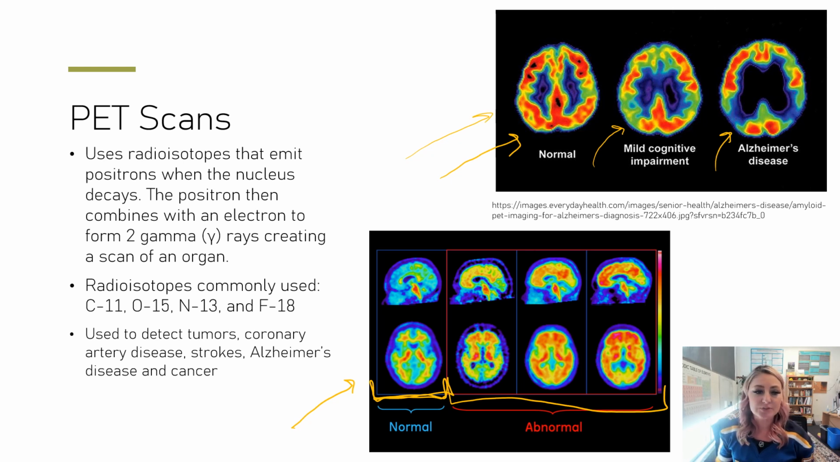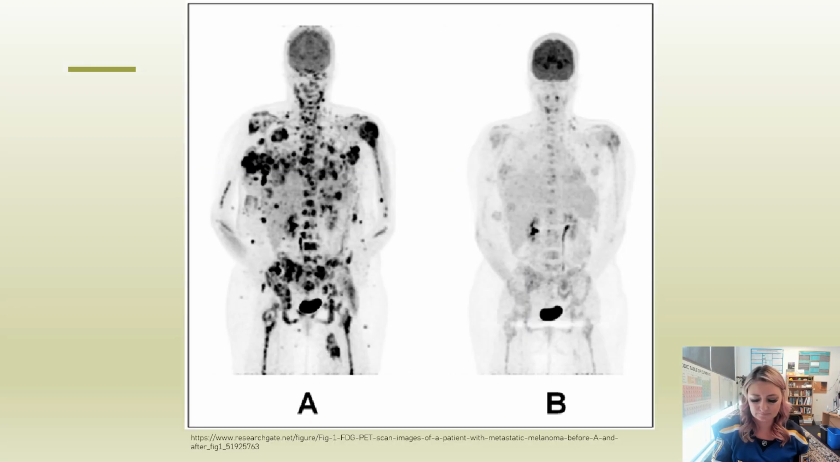Other than Alzheimer's, we can also use PET scans to detect tumors elsewhere. Those are cells that use a ton of glucose, so they're going to light up. Coronary artery disease, strokes, we can also use it to detect cancer, obviously, because tumors, cancer. I don't know about you, but I could look at these images all day long. I think they're super interesting.